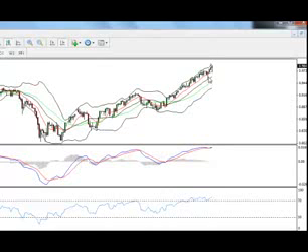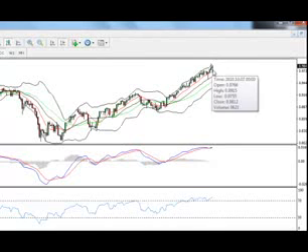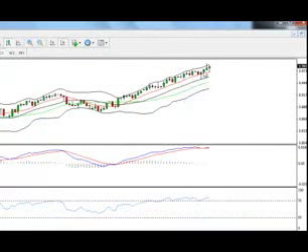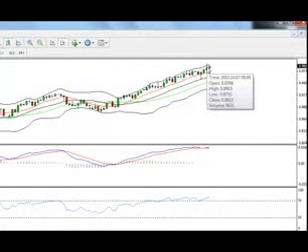Because take a look at these spikes. These spikes, 1, 2, 3. You see these tails on the candles, right? That means that the bulls are getting out. The bulls are closing positions. That means that very soon the bears should come in.